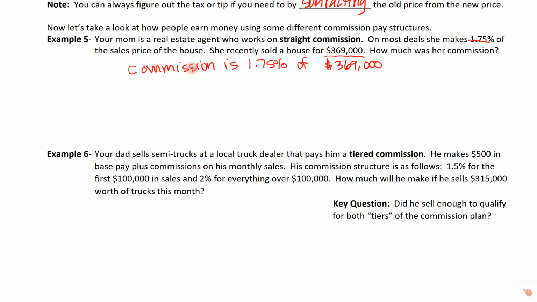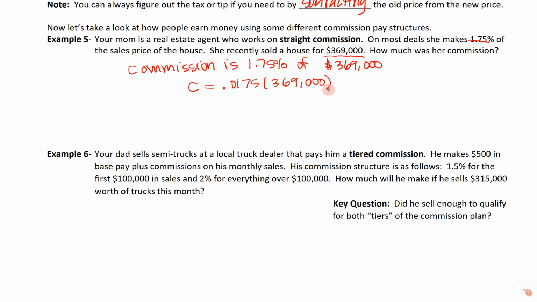So let's now make it a mathematical equation. So commission, I'm going to use C for commission. Is usually tells us we're going to use an equal sign. Our percent, remember, we want in decimal form, so I'm going to move my decimal 2 to the left. So in decimal form, 1.75% ends up being 0.0175. Of means we're going to multiply by 369,000.